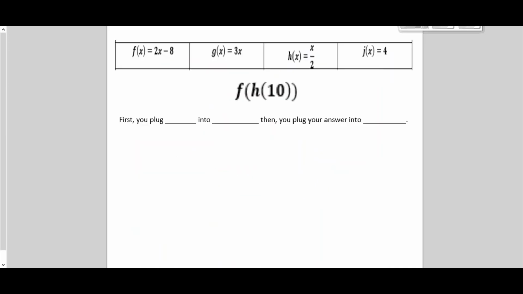Next example, so this is again written in the notation that we like. So f of h of 10. So notice now they changed it on you. So this is now h of 10. So this doesn't say h of x. So we have to do this h of 10 first, and then we can plug it in. So first we're going to plug in 10 to our h of x function. Then you're going to plug that answer into the f of x function.